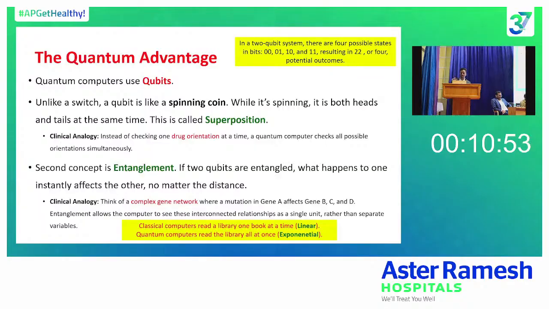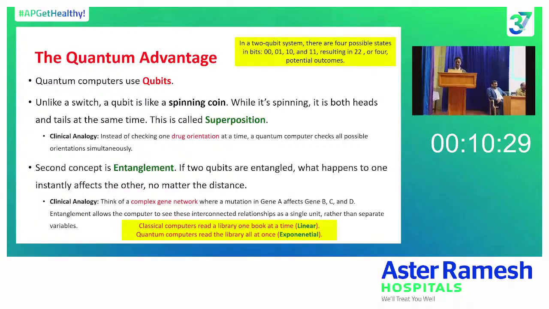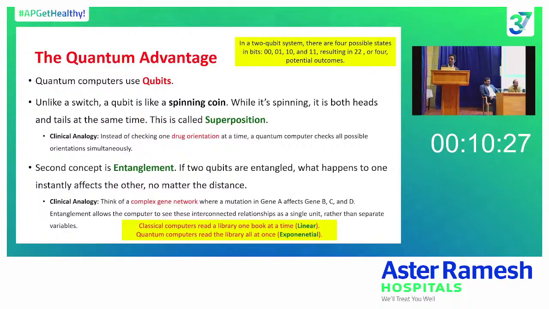As I told you, qubits are the ones which we use. So unlike a switch which is on and off, it's like a spinning coin. While the coin is spinning, it can be both head and tail before it drops and comes to a stable position. Since this qubit stays in superposition, it can check all possible orientations simultaneously. If you think about it clinically, instead of checking one drug orientation at a time, it checks all drug orientations simultaneously.